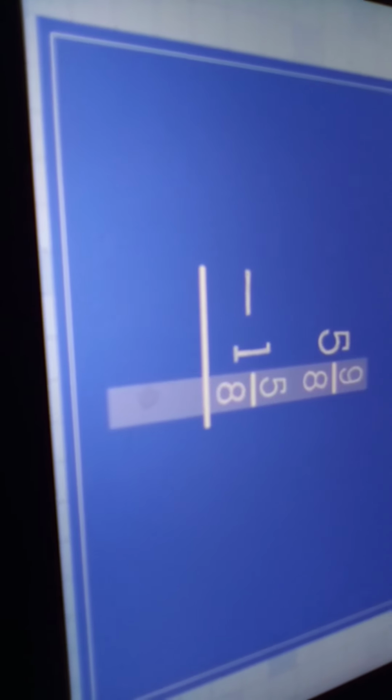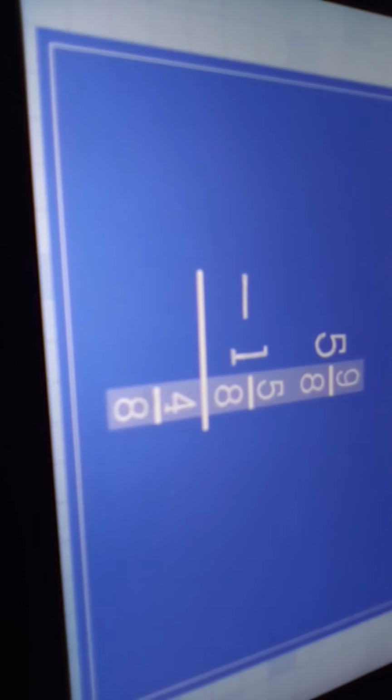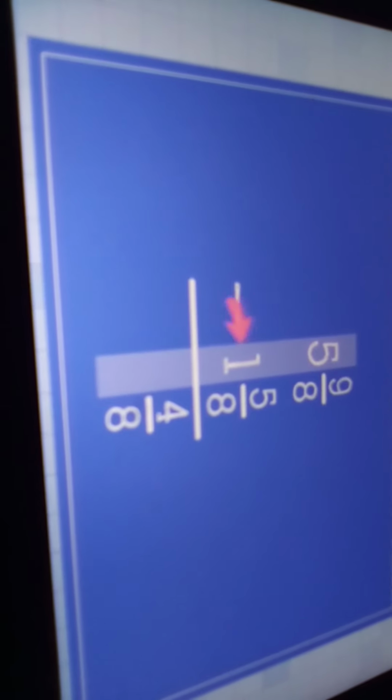So now I can subtract the fraction column because the fraction on top is bigger. 9 over 8 minus 5 over 8 is 4 over 8. And then I can subtract the whole numbers. 5 minus 1 is 4, so the answer is 4 4/8.